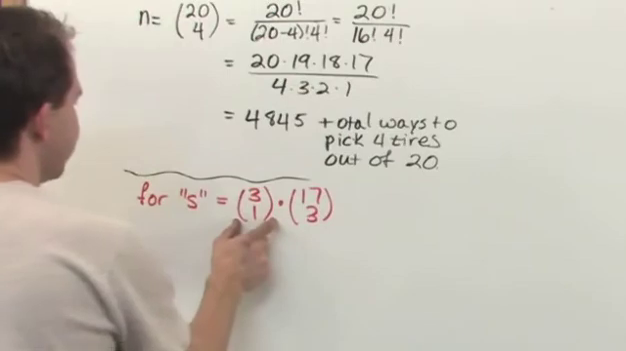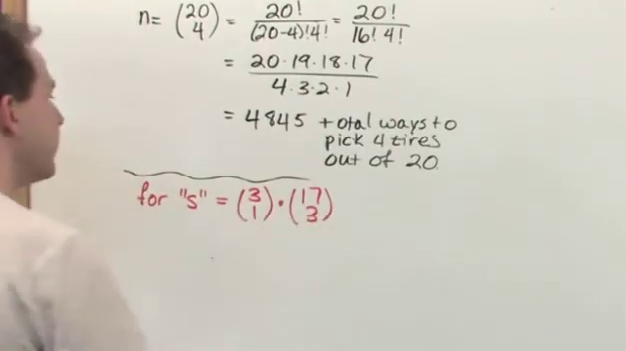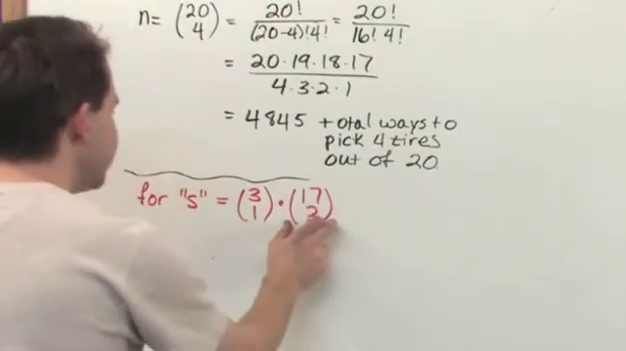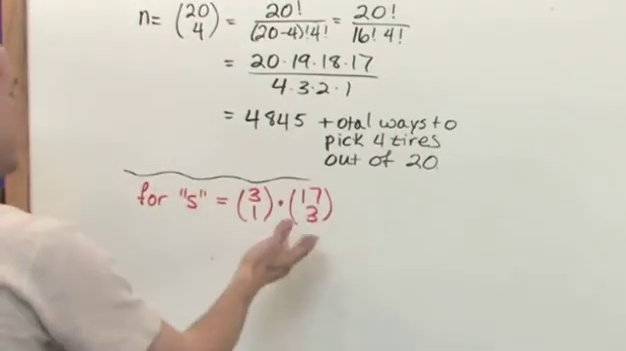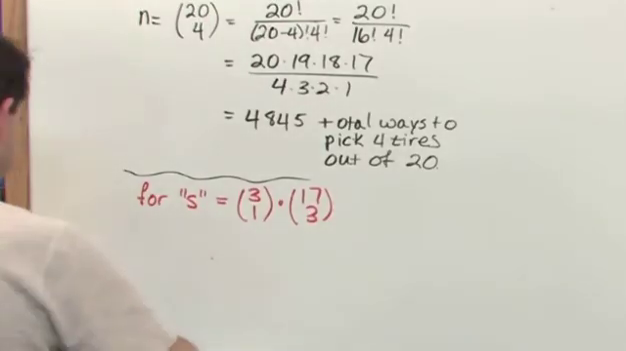This is the number of ways I can pick the 1 defective tire, and this is the number of ways I can pick the remaining 3 tires. 1 defective, 3 remaining good tires in my pick. When I multiply those two together, I get the total number of ways that I'm going to get one bad tire and the rest good tires, okay? So we go ahead and calculate that.